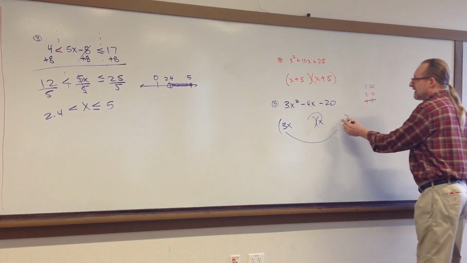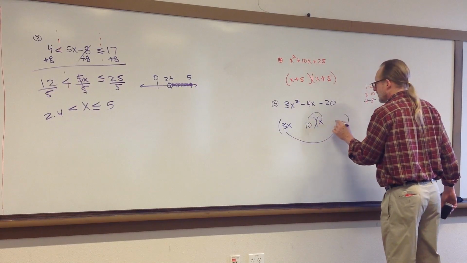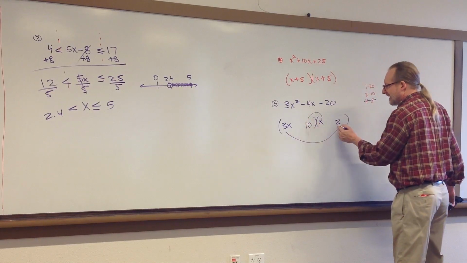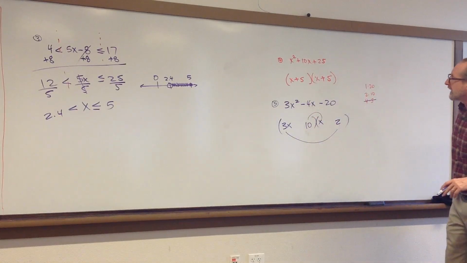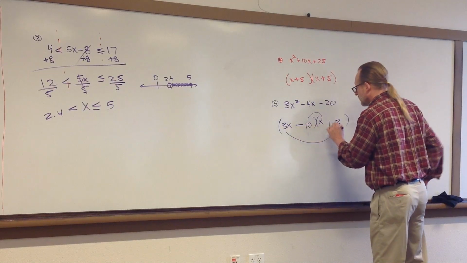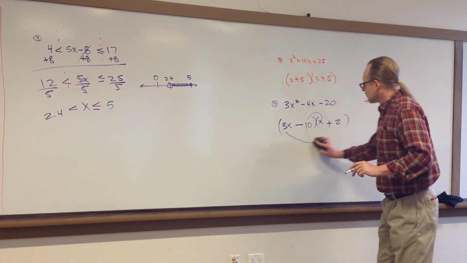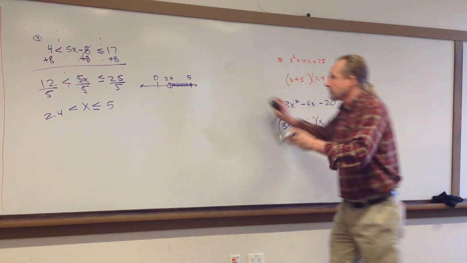Let's see. If I put the 10 here, that would make 30. That would be too much. Let's put the 10 here and the 2 here. Now this is 6. This is 10. 10 minus 6 is 4. Okay, that's what we want. We need a negative 4, so the 10 should be negative. The 6 should be positive. And there's our factorization.